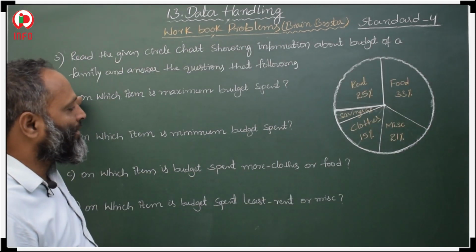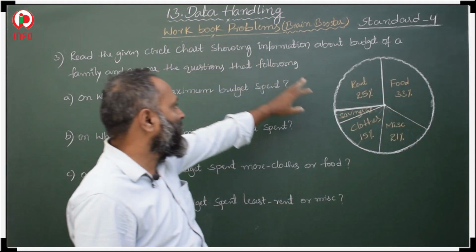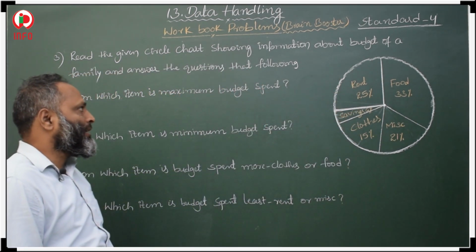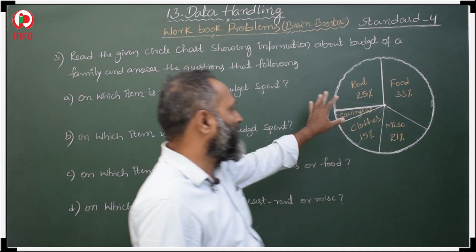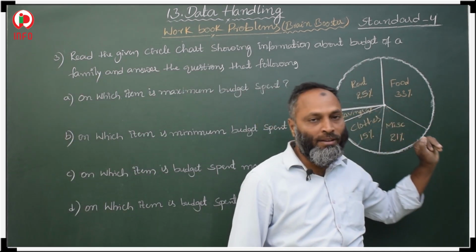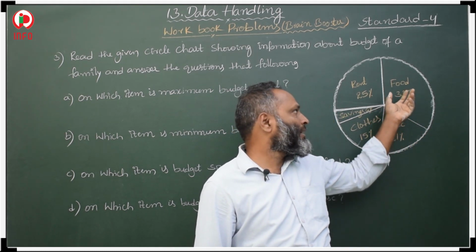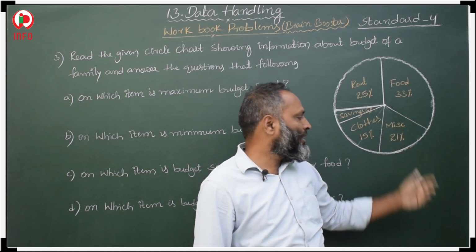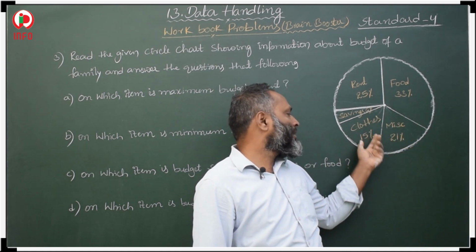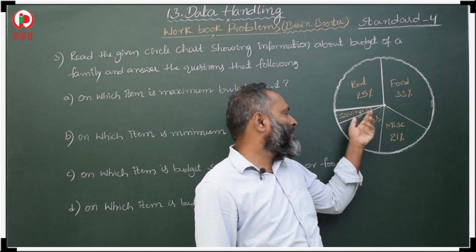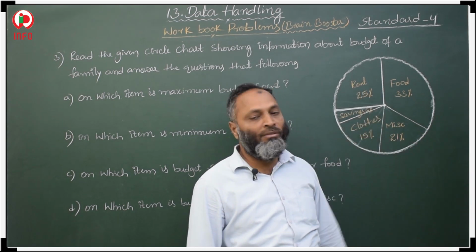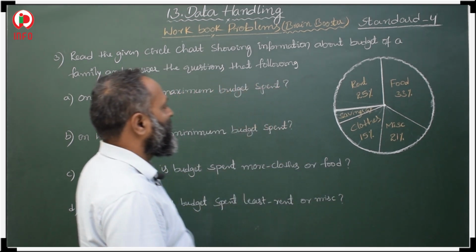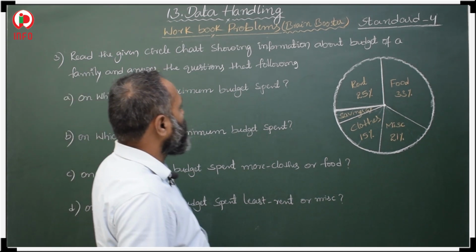Now see here, in the third question, read the given circle chart showing information. Some information is given about the budget of a family, and answer the questions that follow. Here a family budget plan chart is given in a circular chart. On food they spend 33%, on miscellaneous 21%, on clothes 15%, savings 6%, and on rent 25%. So this is the budget of a family.